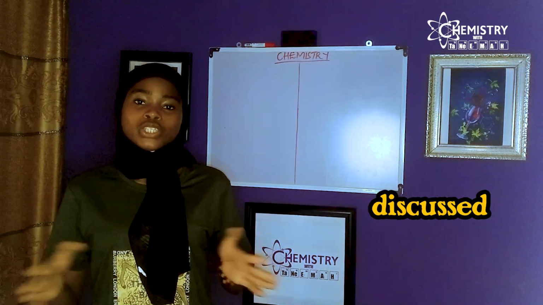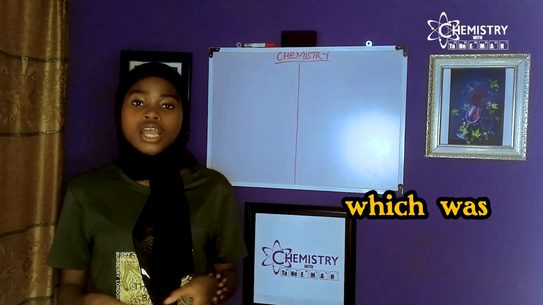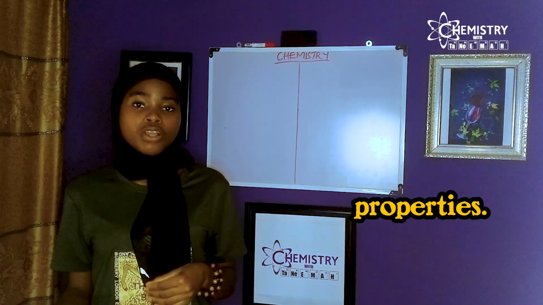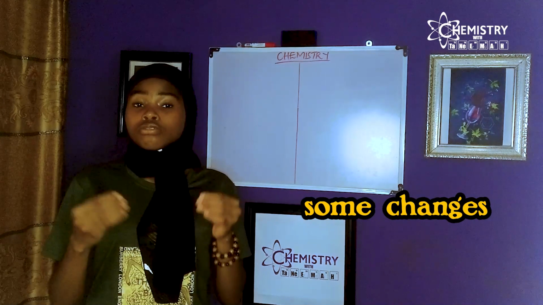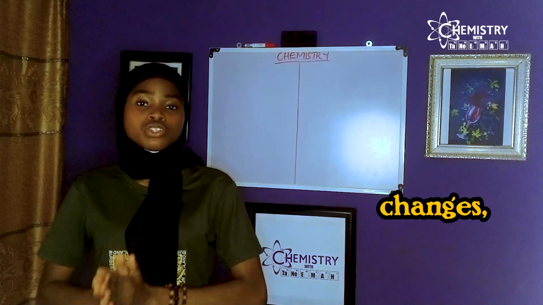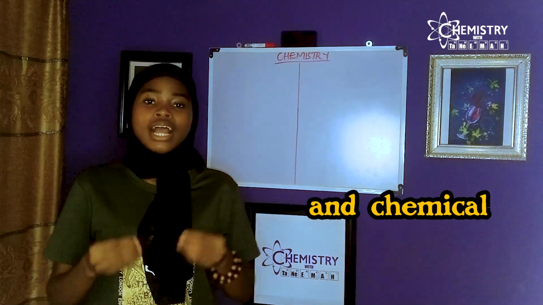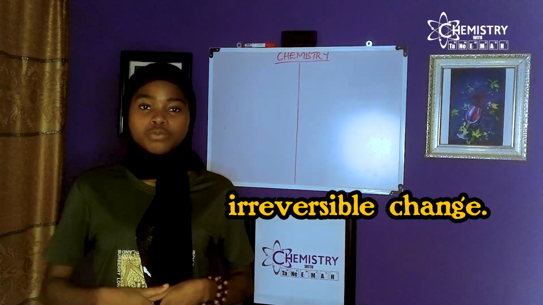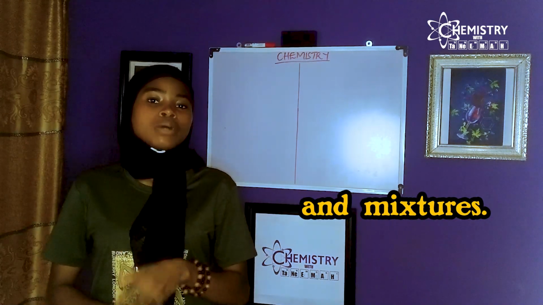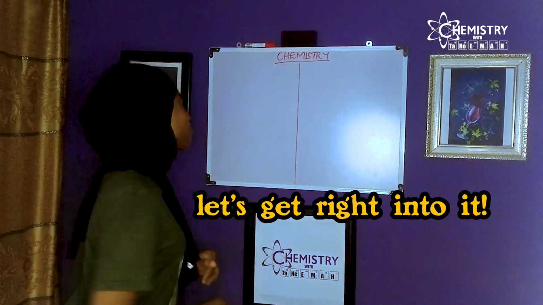We proceeded to discuss some properties matter has, which was classified into the physical properties and chemical properties. We also discussed some changes matter can undergo, which were also classified as physical changes, which is the reversible change, and chemical changes, which is the irreversible change. So today we will be discussing elements, compounds, and mixtures. Let's get right into it.